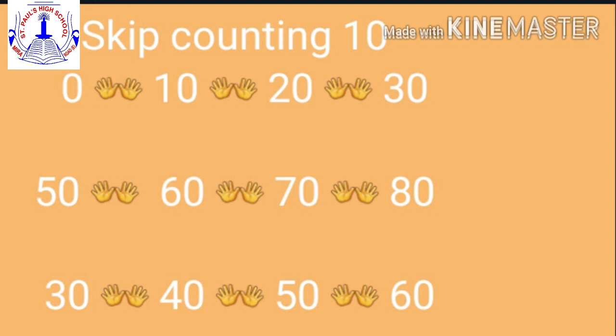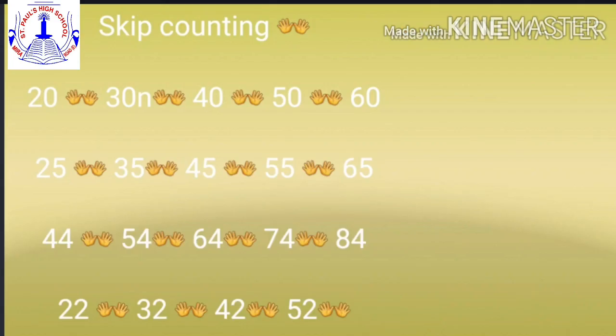Then after 50, which number will be your answer, children? Yes, 60. How? Because 0 you will write as it is in ones place, and after 5 which number will come? 6. So your answer will be 60. Now we'll see a few more numbers, children.